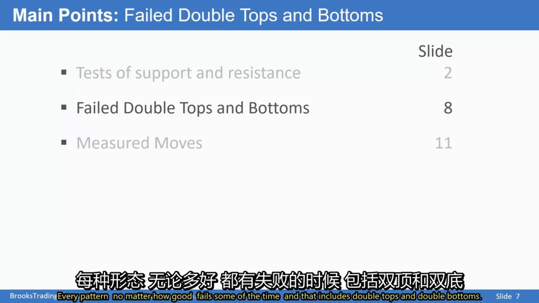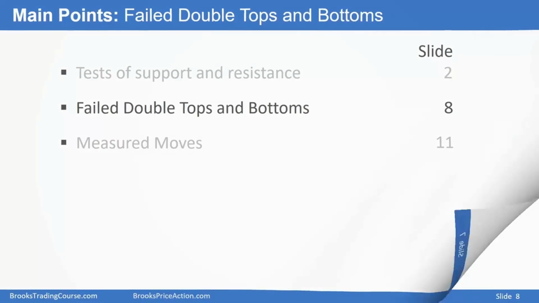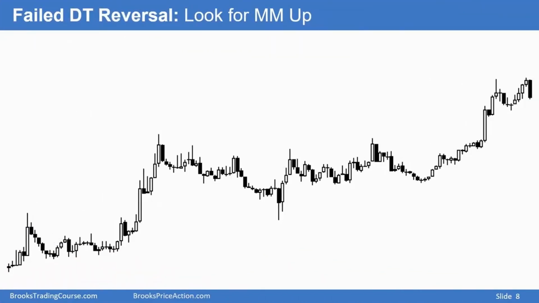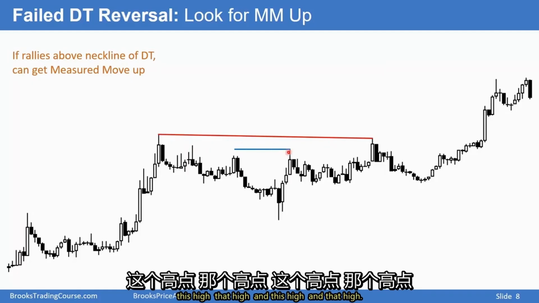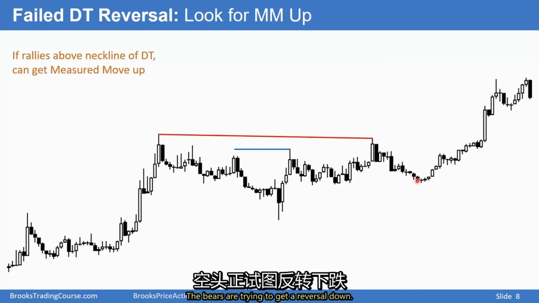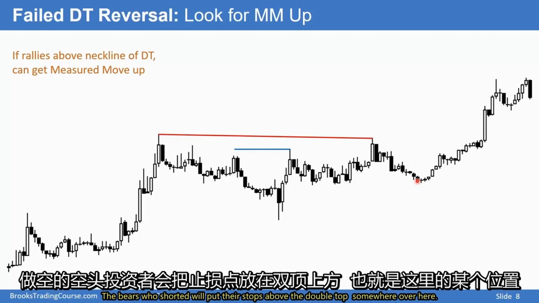Every pattern, no matter how good, fails some of the time, and that includes double tops and double bottoms. We have a double top, this high, that high, this high, that high, and this high and that high. The bears are trying to get a reversal down. The bears who shorted will put their stops above the double top, somewhere over here.